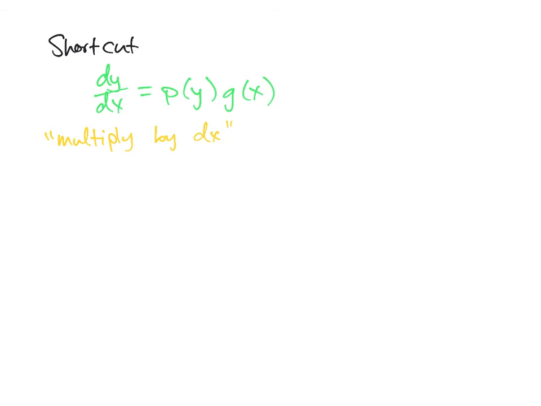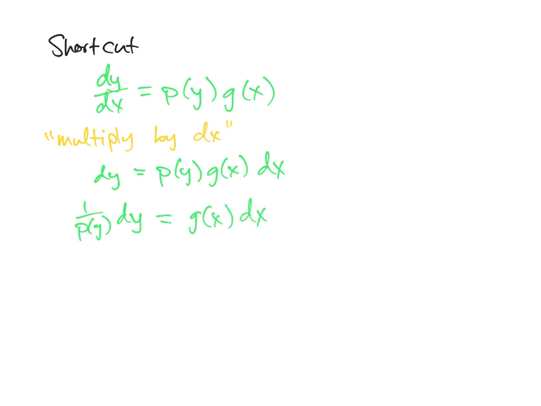And then we get dy equals p of y, g of x dx. Let's get the y's on the other side. So then we get 1 over p of y dy equals g of x dx. Now we've got a dy on one side and only y's on one side and only x's on the other side.